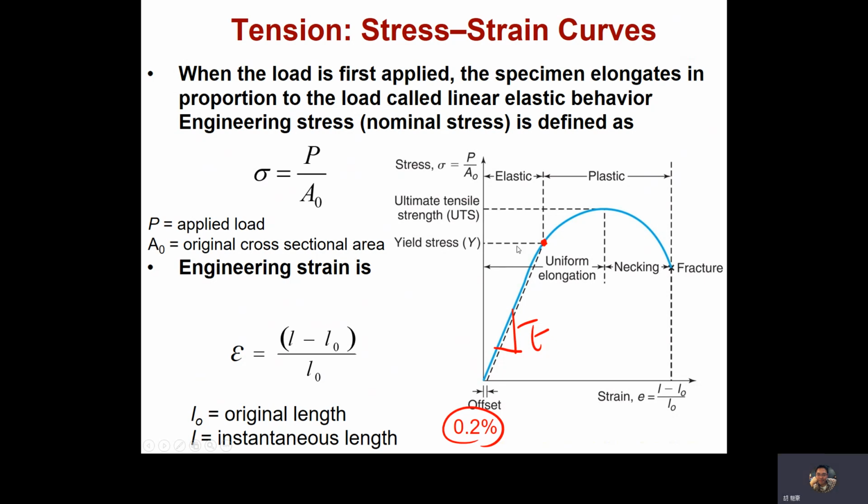Okay, so we already introduced the stress and strain, right? The engineering stress means the force divided by the area of cross-section before loading. And engineering strain means the length change divided by the original length.